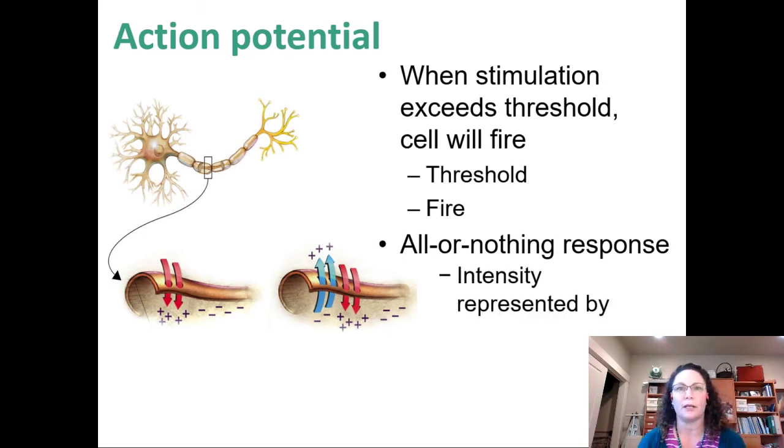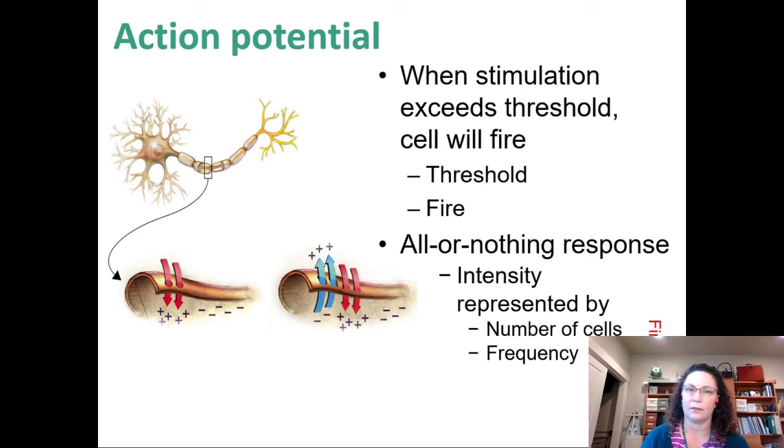So how do we represent intensity? How do you know the difference between a tickle and a slap, right? Well, one way that you know is by how many cells are firing at the same time in response to that same stimulus. A slap on your back is going to cause more cells to fire in response than a tickle on your back will activate. Fewer cells will be involved in the tickle. And then the frequency of firing. With a more intense stimulus, your cells will fire more often than with a less intense stimulus.